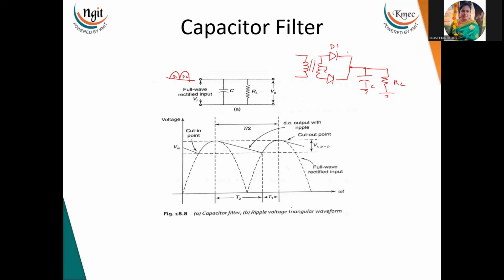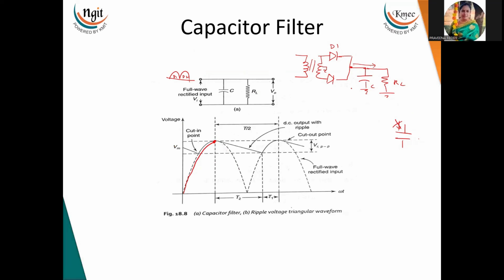D1 is conducting, so current is available at the output. Because current is coming, the capacitor will charge. Whenever current enters the capacitor, the capacitor charges. If current is not there, then the capacitor will look for a path to discharge. Now when the diode is conducting, this is the signal at the output, so the capacitor tries to charge. It will charge up to the maximum.